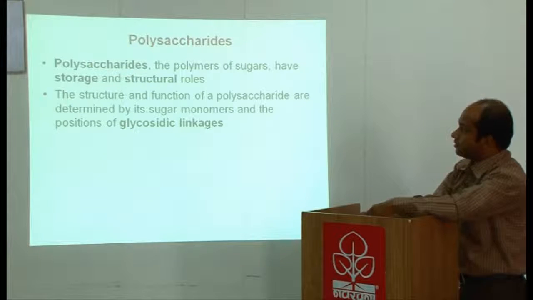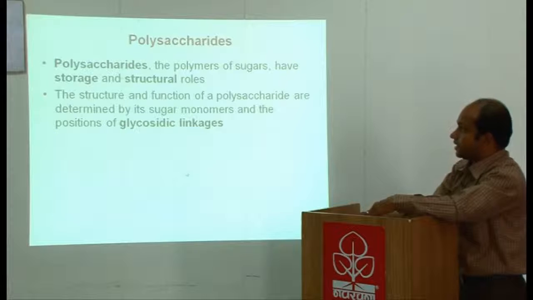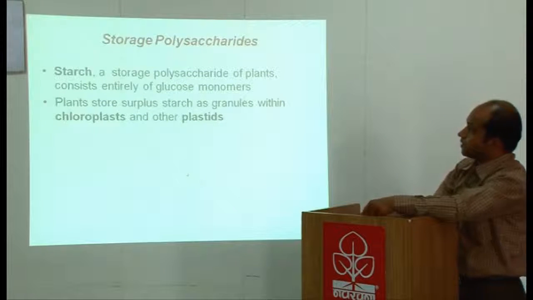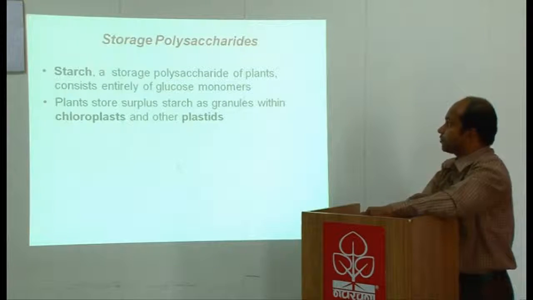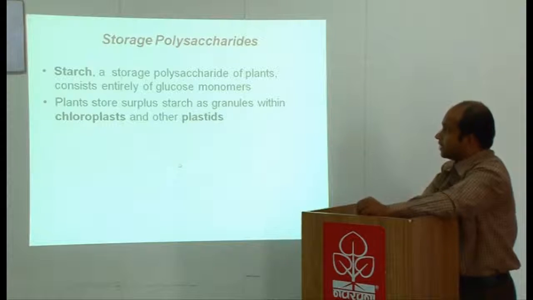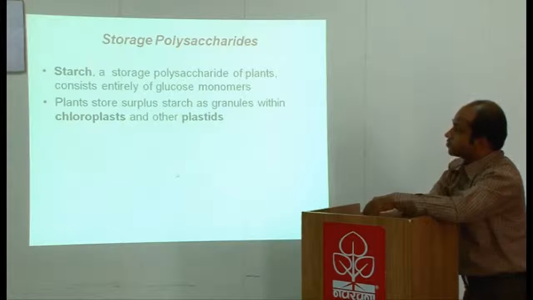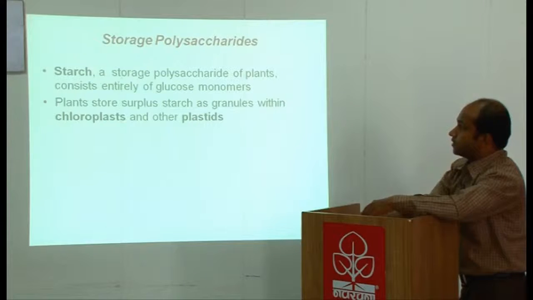So, depending on the structure and function of the monomer, the role of a polysaccharide can be determined. Now, starch is a storage polysaccharide which is present quite commonly in plants and mostly made up of glucose monomers. So, the plants store this surplus starch as granules within chloroplasts and other plastids.